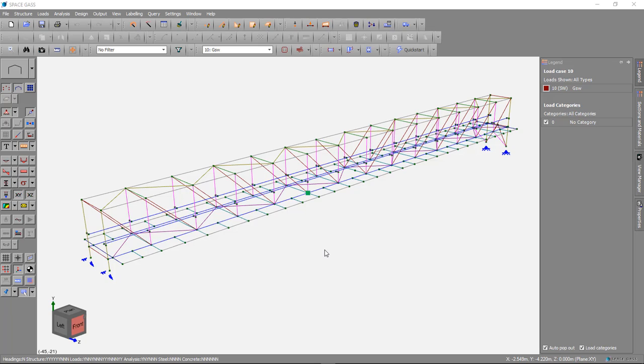Hello and welcome to this session on harmonic and transient dynamic response analysis. The two modules are similar in many ways because they both analyze how the structure responds to loads that vary with time. In the case of harmonic, the loads vary in a regular sinusoidal manner, whereas with the transient module, the loads can vary with time in any general manner.